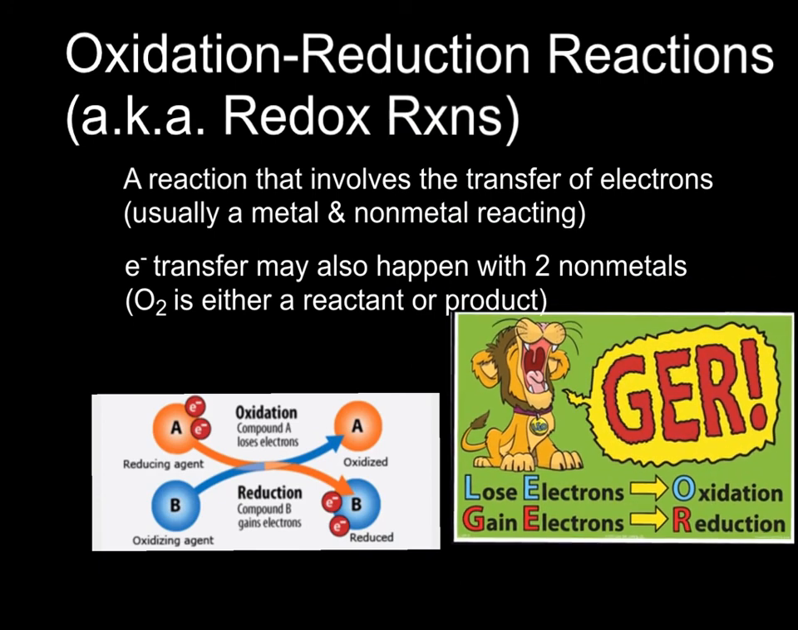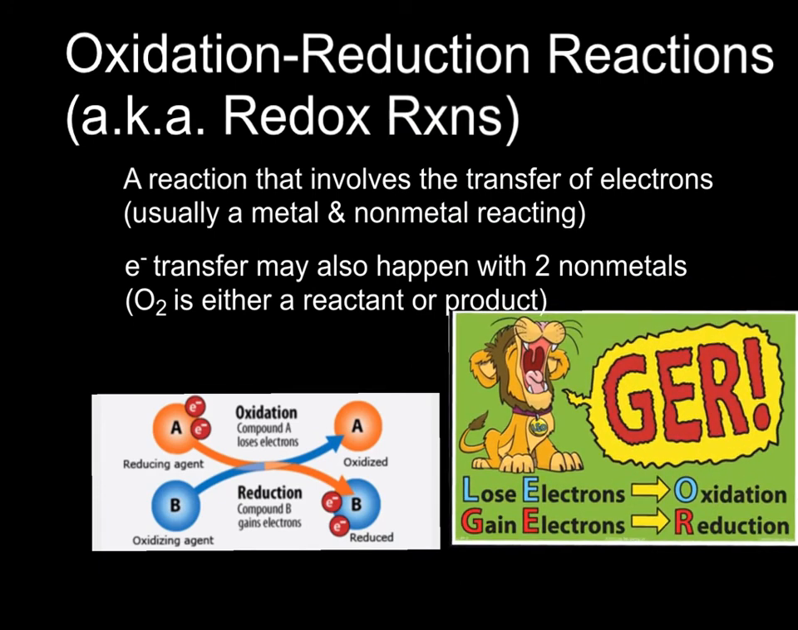I've got this lion, and if we keep our little saying here, Leo says grr. Leo the lion says grr. Whoever is losing electrons gets oxidized and whoever gains electrons gets reduced. We're going to take a look at that in the next slide. Write down Leo says grr.